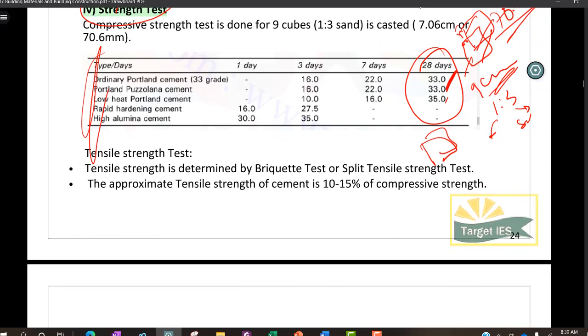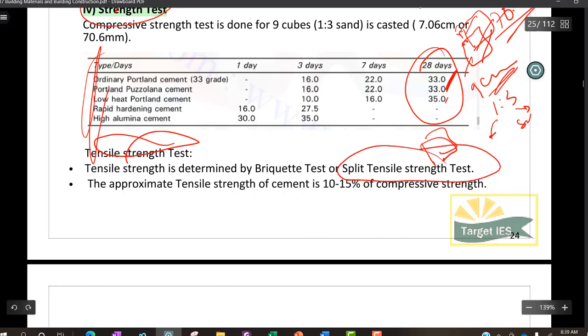Okay, tensile strength is similar. We will be using the briquette test or split tensile test. Generally it will be less, only 10 to 15% of compressive strength.